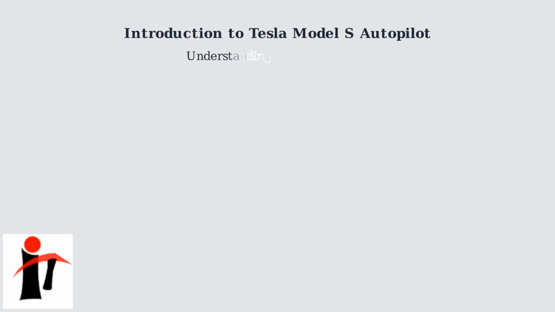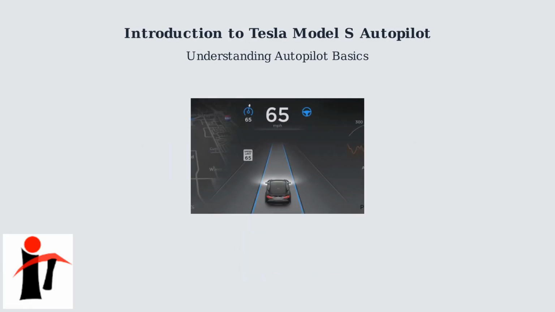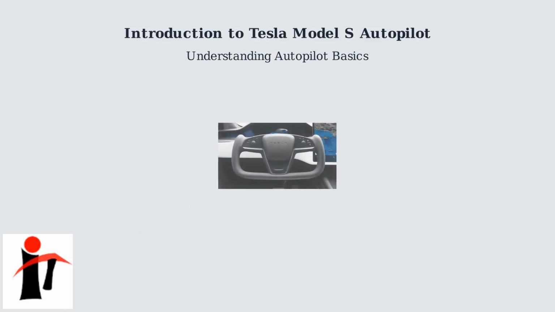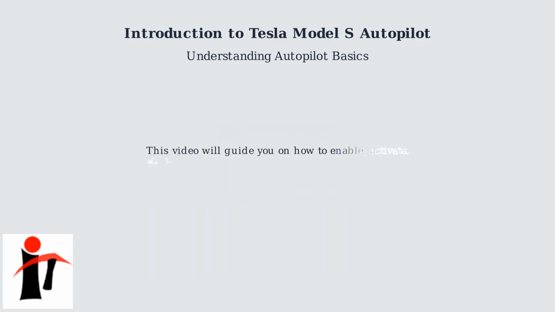Welcome to the introduction to Tesla Model S Autopilot. Tesla's Autopilot, as of early 2026, is an advanced driver assistance system at SAE Level 2. It assists with steering, acceleration, and braking, but requires your constant supervision. This video will guide you on how to enable, activate, adjust, and use Autopilot safely on your Model S.